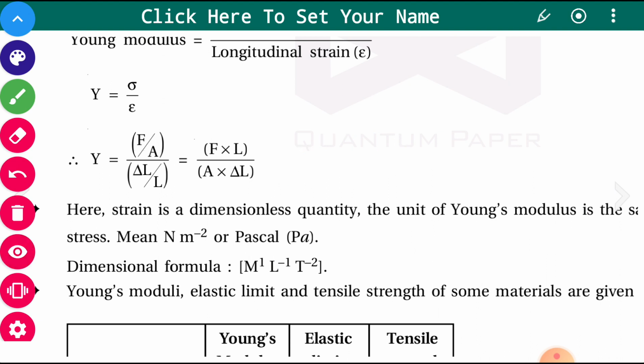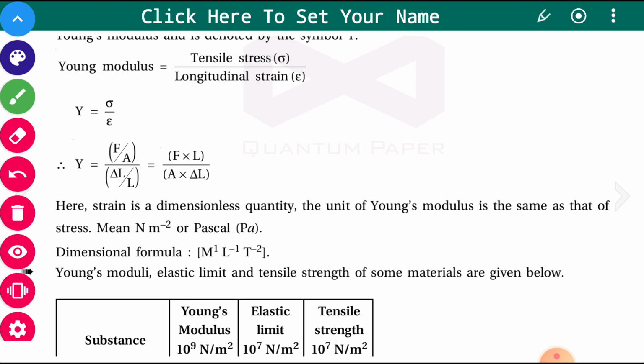Here strain, as you know, delta L upon L, is the ratio of two lengths, change in length upon length. So it has no dimensions or unit. So we can say Young's modulus will have the unit of stress, and that is Newton per meter square or Pascal. Dimensional formula M L minus 1 T minus 2.